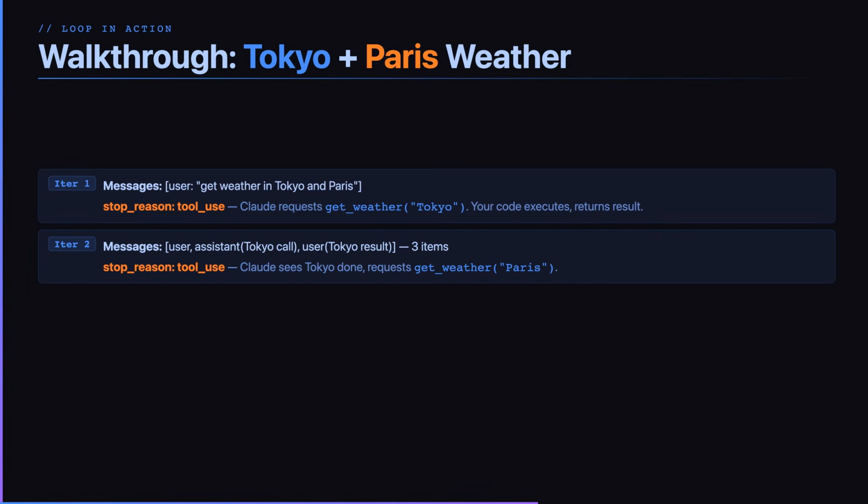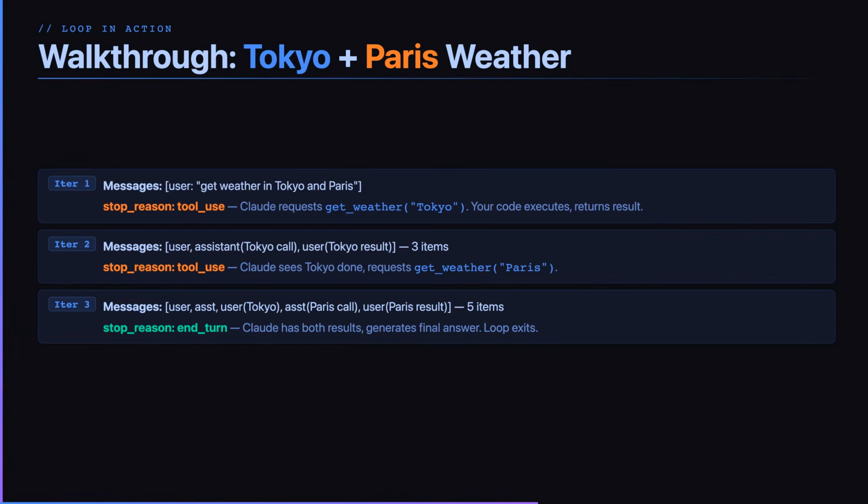Iteration 2. The messages array now has 3 items. Claude reads all of it, sees it has Tokyo's weather, and now requests get_weather for Paris. Same pattern: execute, collect result, append. Iteration 3. Messages has 5 items. Claude reads the full history, sees it has both cities, and responds with a text block summarizing both answers. Stop reason is end_turn. Loop exits.